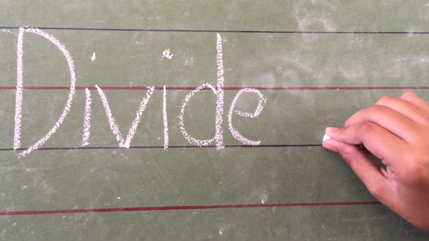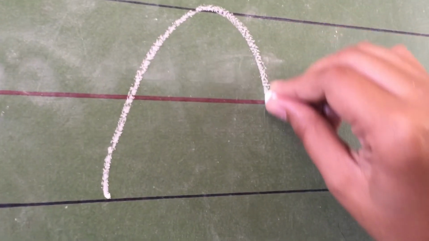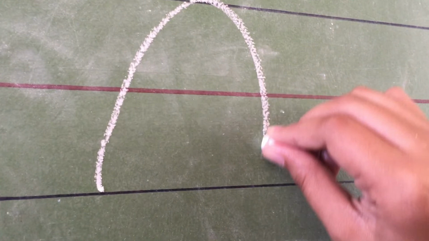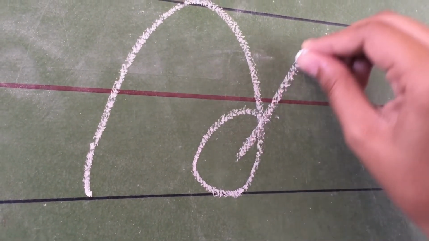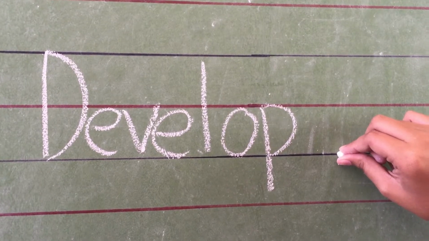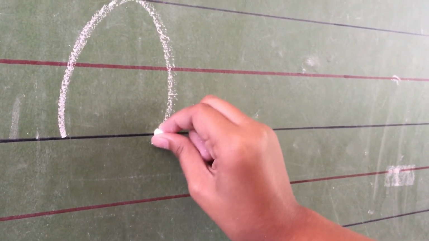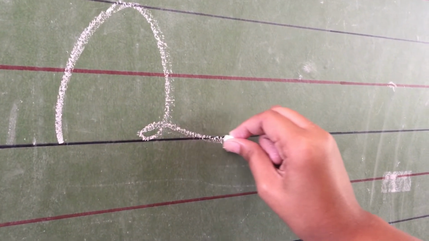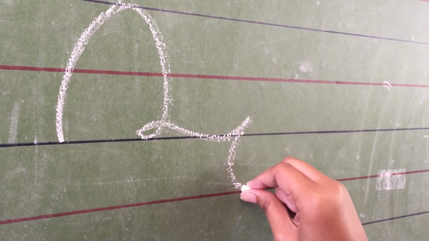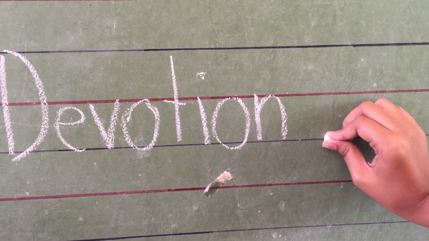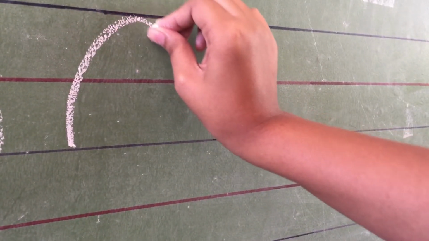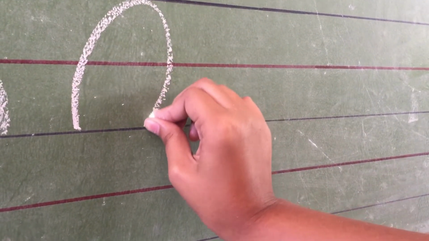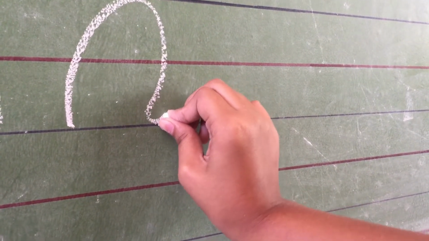First is divide, represented as combined D and V, as in div, long I, and D. Develop, represented as combined D and V, as in dev, E, L, and P. Last is devotion, represented as combined D and V, as in dev, O, and Sean.